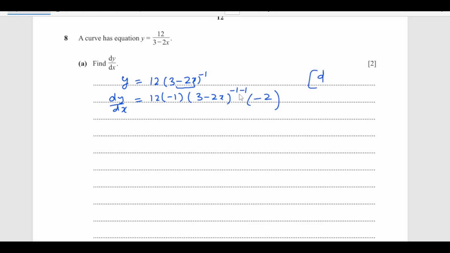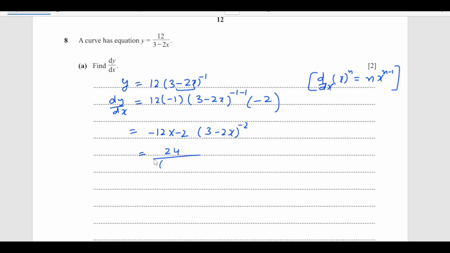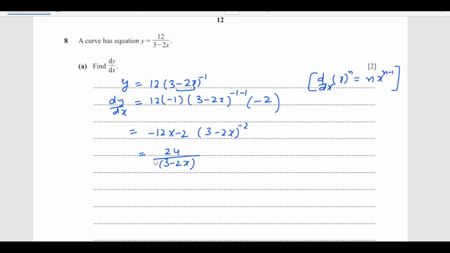So, we have used the formula of derivative: the derivative of x power n is n times x power n minus 1, right. So, now this is going to be negative 12 times negative 2, I am bringing it here, (3 minus 2x) to the power minus 2. So, this is 24 over (3 minus 2x) squared. So, this is our first derivative. This is the answer, right.